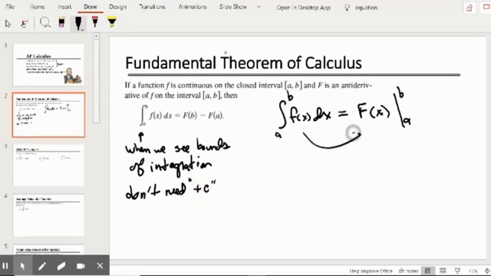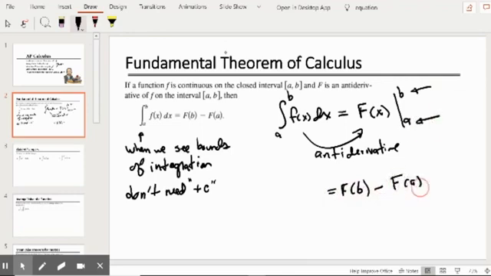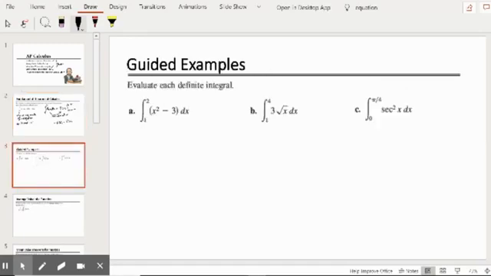So this is our antiderivative function. And now the fundamental theorem of calculus says plug in the top bound first. So we get big F of b, and we subtract, plug in the bottom bound, big F of a. Okay. Here are some examples we can work out together.